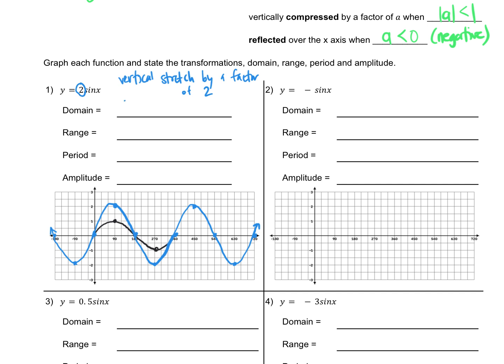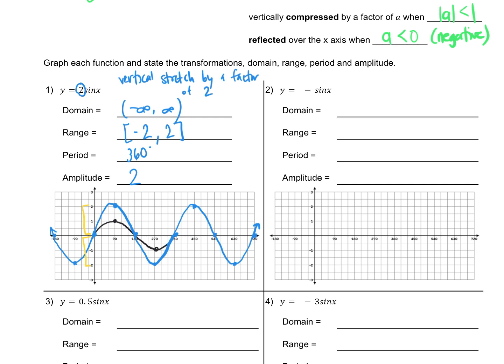Okay, so my domain has not changed. My range has changed. Instead of the -1 to 1, we're now at -2 to 2, because that vertical stretch affected our maximum and minimum. My period is 360. That hasn't changed. And my amplitude, the distance from the maximum to the midline, is 2. So the amplitude has changed. It actually looks like the amplitude is matching that a value. Let's see if that continues to happen.